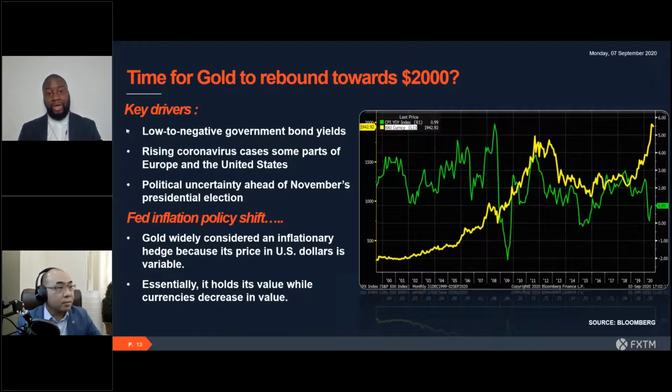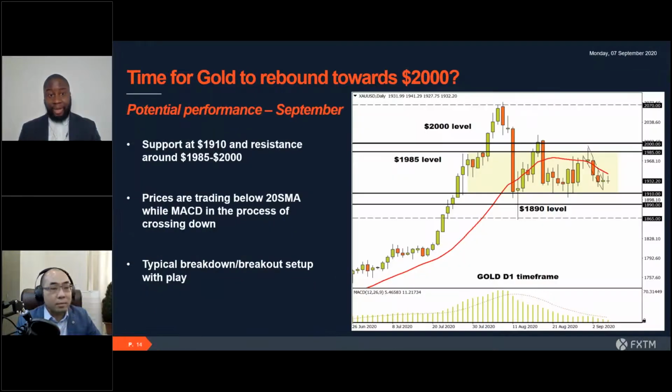I've got a chart, gold's outlook for September, possible levels to look out for. Apologies. So we've got support at 1910 and resistance around 1985 and 2000. For an extended period, I've been saying gold has been waiting for a fresh directional catalyst, and it looks like it's still in the range right now, like a ping pong ball bouncing here and there. Looking more at technicals, prices are trading below that 20 simple moving average.